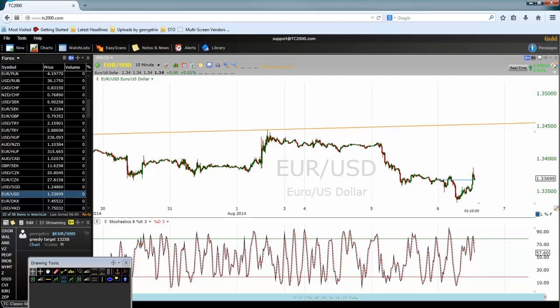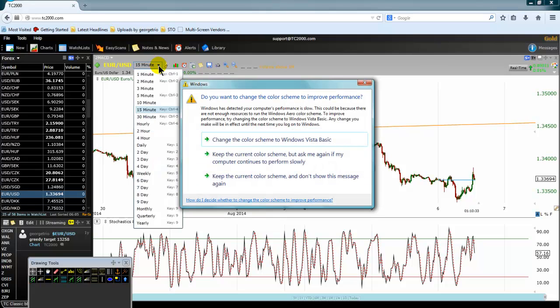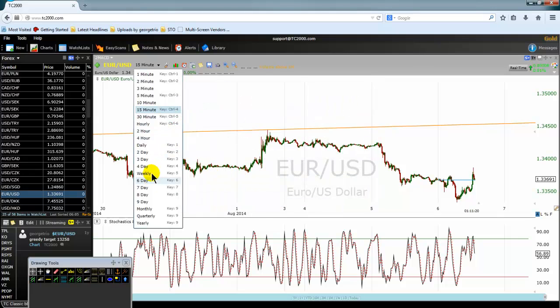On the weekly chart, I drew a rising channel. And we can see that yesterday was very bearish for the euro due to the economy news. So it's not all about technical analysis. We must combine technical analysis with the economy news and the fundamentals.